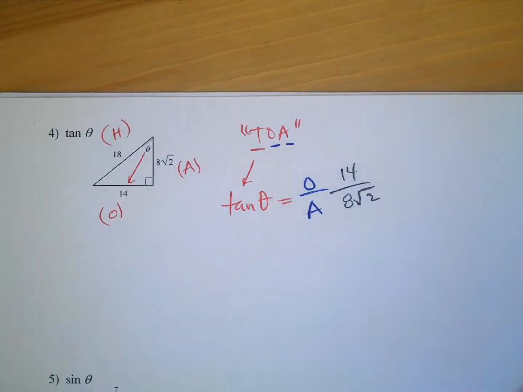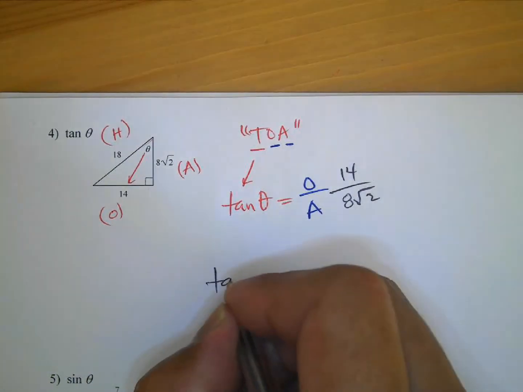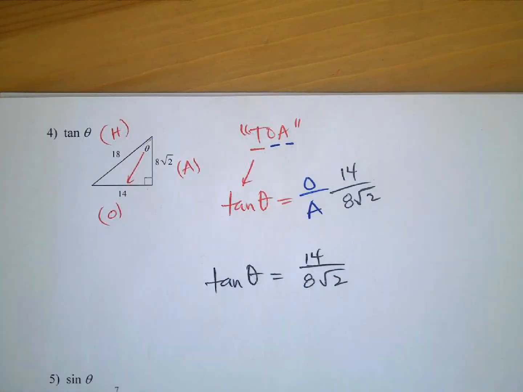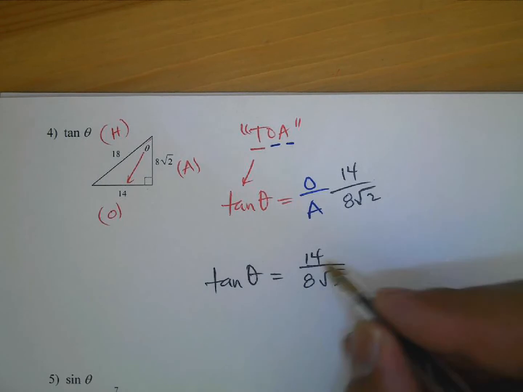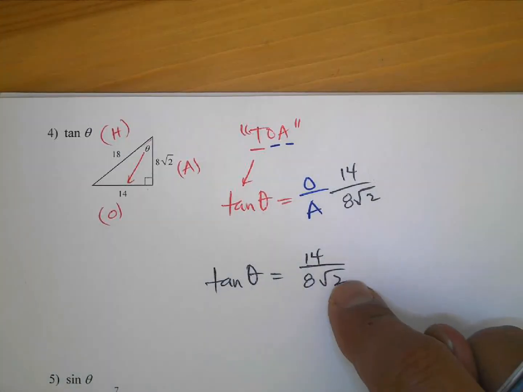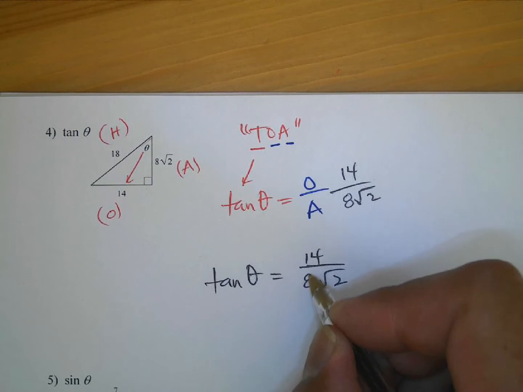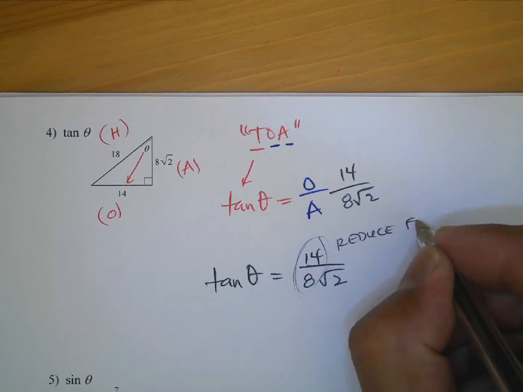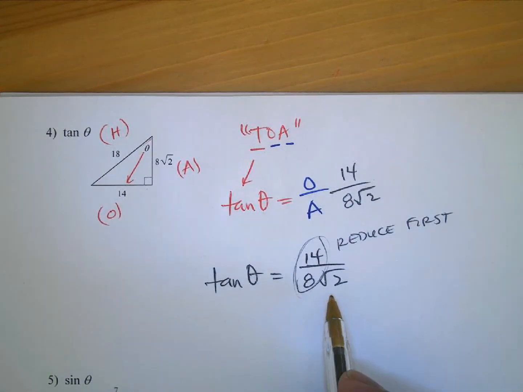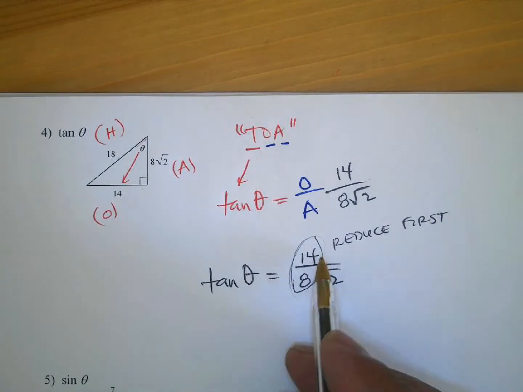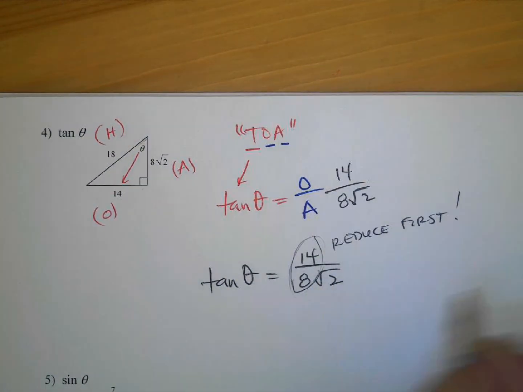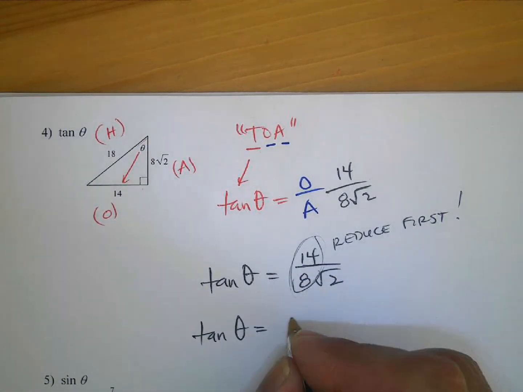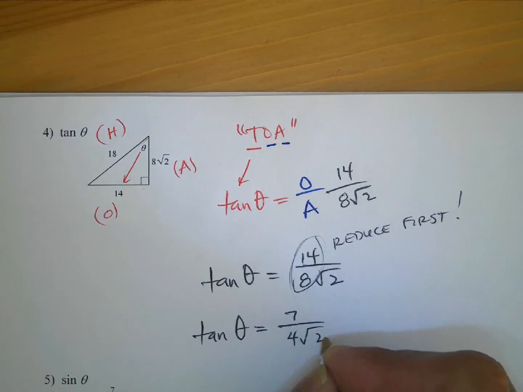All right, here's where it's going to get a little tough, guys. I have this: tangent is equal to 14 over 8 root 2. First, reduce the whole numbers. Don't worry, we have to fix this as well, but first, look and see if you can reduce these. We cannot have a square root or radical in the denominator. But reduce these first. So when I reduce that, that's going to give me tangent is equal to 7 over 4 root 2.